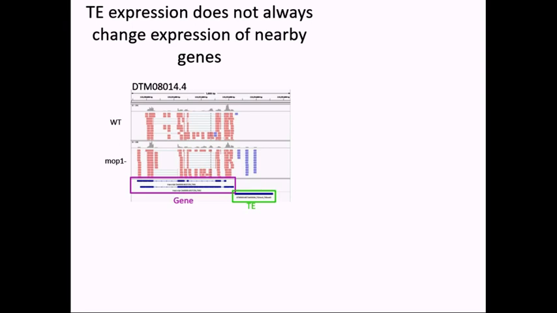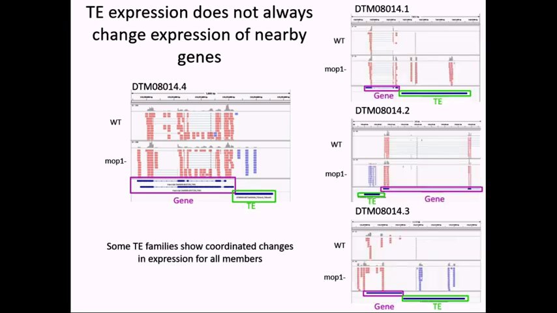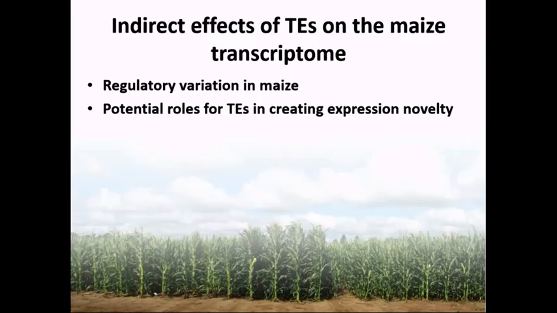Interestingly, this transposon has 4 copies in the genome. All 4 copies are right next to genes. All 4 copies have unique mapping reads that come from the transposon in this mutant. So there's coordinate turning on of the transposon. It didn't care that it was next to a gene or changed the gene at all. Okay? And that leads us into the next topic.